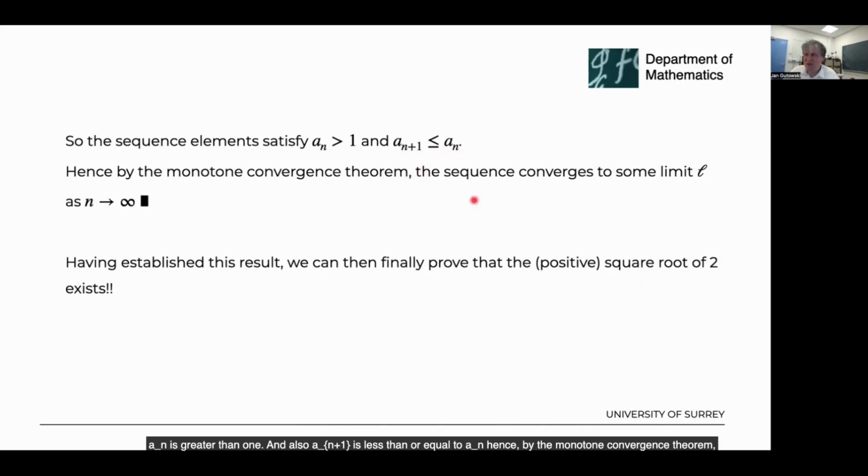Hence, by the monotone convergence theorem, the sequence converges to some limit L as n goes to infinity. The final step is the existence of the square root of 2. Let's now finish off this proof.